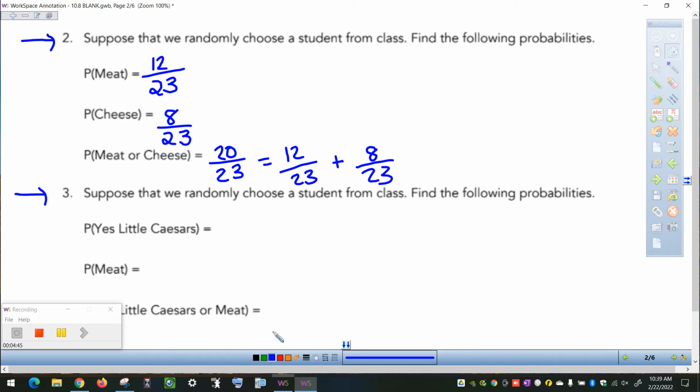Okay, so we're going to try a little something here. So let's actually take a closer look at who the students are in the room that fell into these 2 categories. So I'm going to actually have you stand up if you are one of these 12 students and you said that you prefer meat on your pizza. So go ahead and stand if you prefer meat.